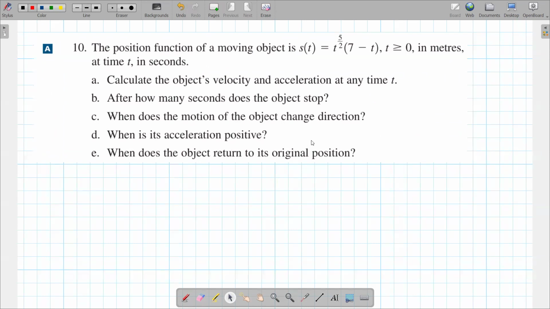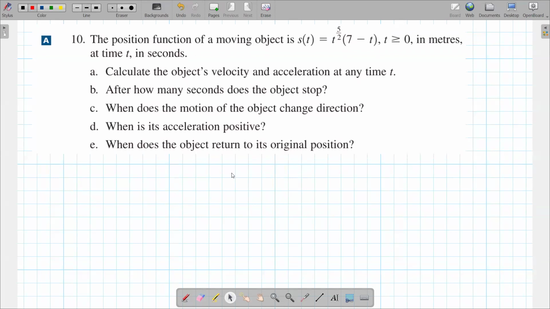All right, let's see what we can do with this one. Calculate the object's velocity and acceleration at any time t. What is part A asking us to do? The first and second derivative. Yep. So s prime of t, which will be the velocity function.